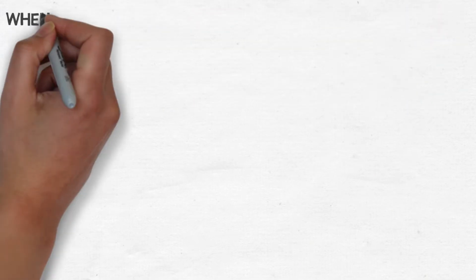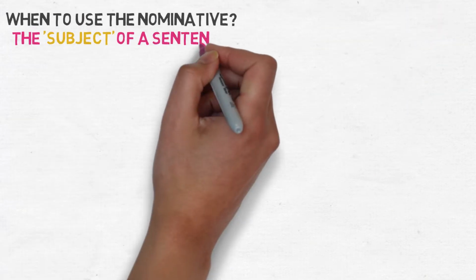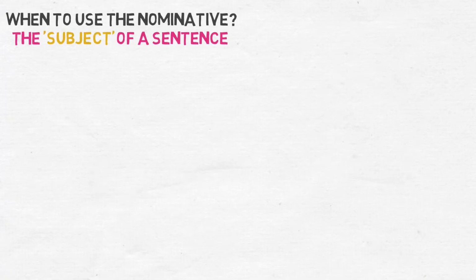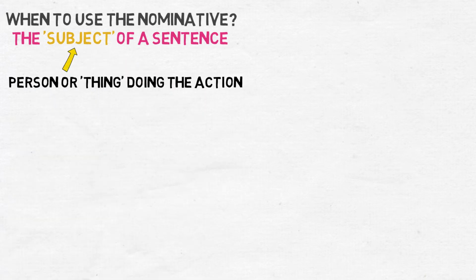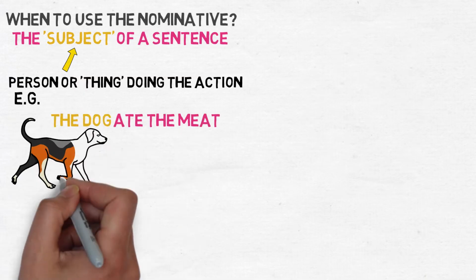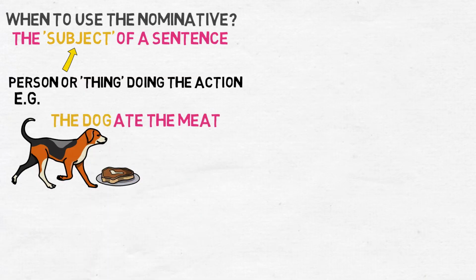We use the nominative case with the subject of a sentence, and I don't mean subject like school subject or topic of the sentence. To demonstrate what I mean, I'll use English examples. The subject of the sentence is the person or thing which is doing the action. For example, the dog ate the meat. The dog is doing the eating, so the dog is the subject.